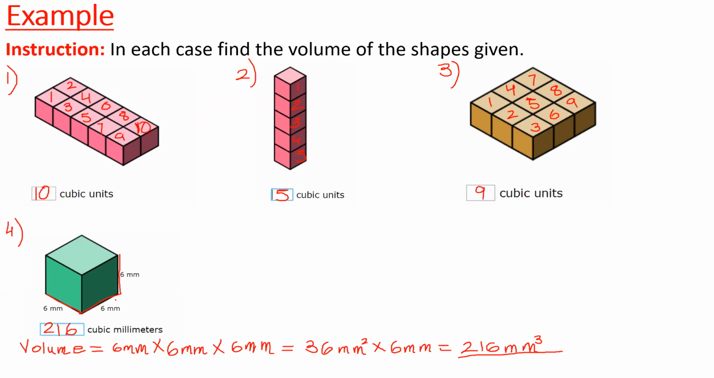What is 6 times 6? 36. Very good. And 36 multiplied by 6 is what? 216. And that's how we get our answer. So you have to multiply the length times the width times the height. All right. Good.